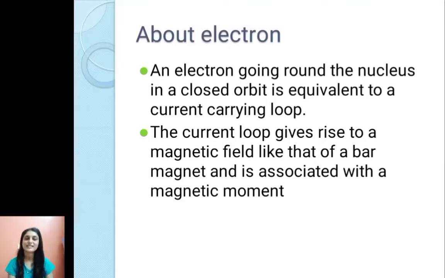Hello everybody, this is the 8th lecture on the hydrogen atom. Today we are going to talk about orbital angular momentum of the electron. So let's talk about the electron first.